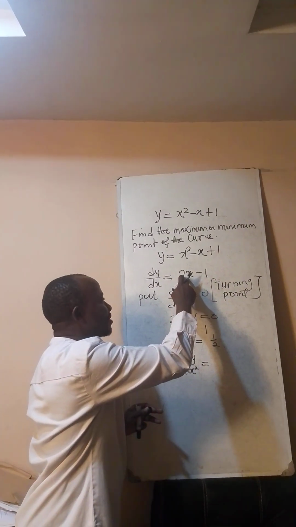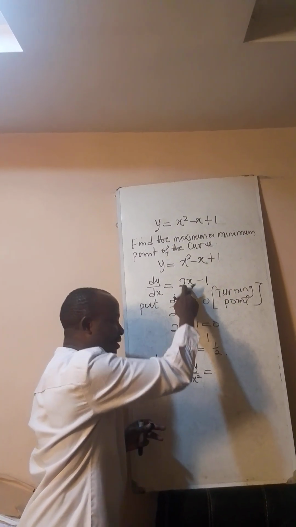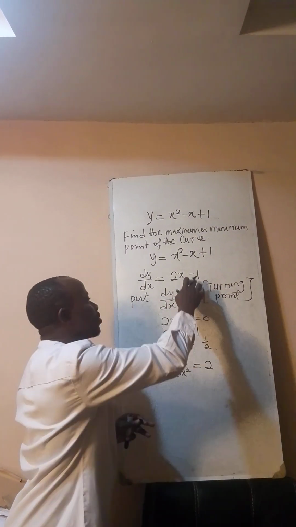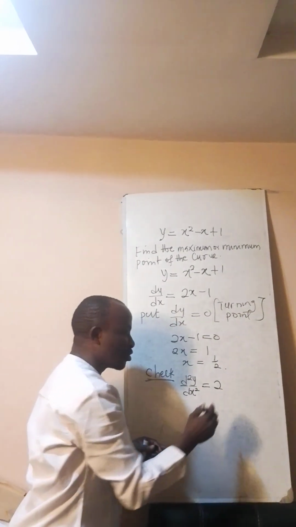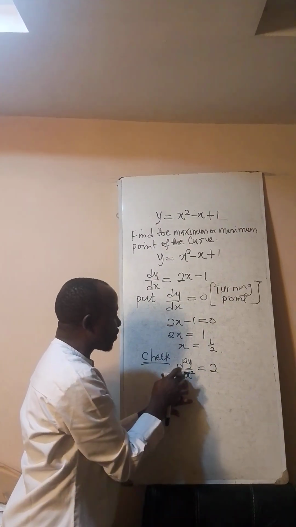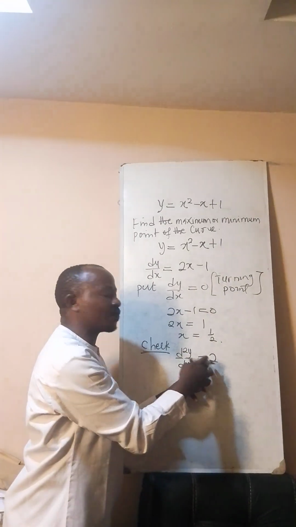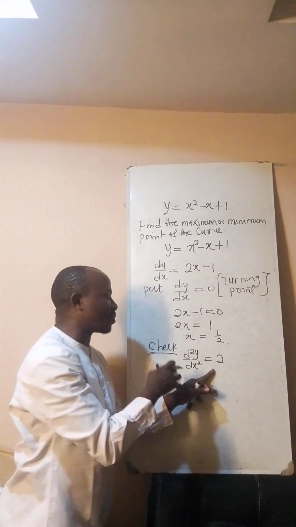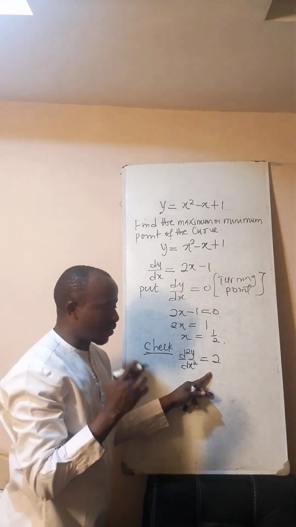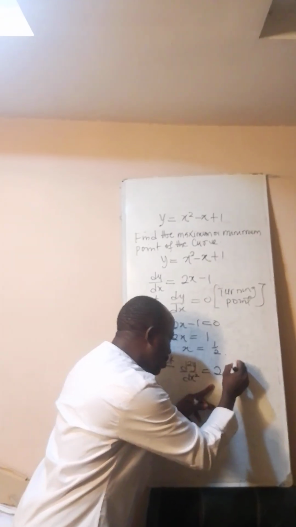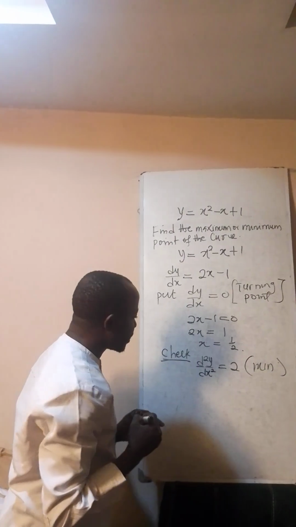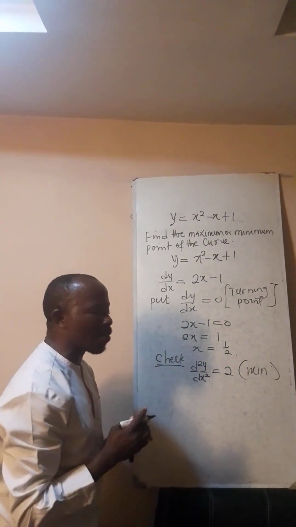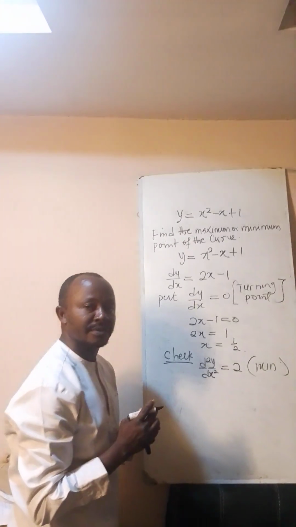So d squared y over dx squared of 2x is 2, and of minus 1 is 0. So d squared y over dx squared is equal to 2. This value is greater than 0, so from this condition, at this point, it is minimum.